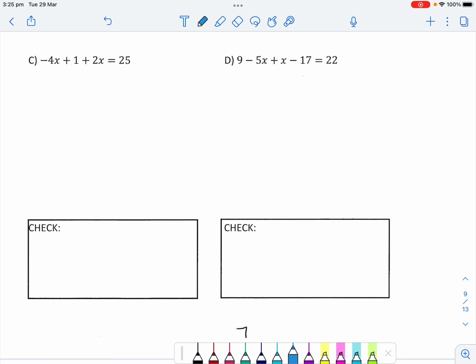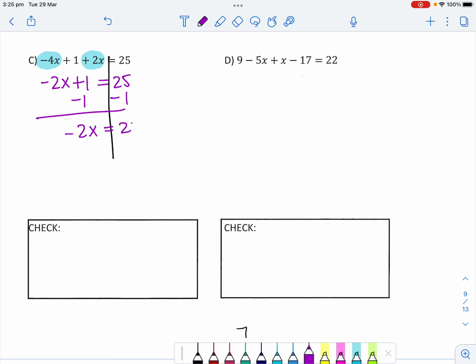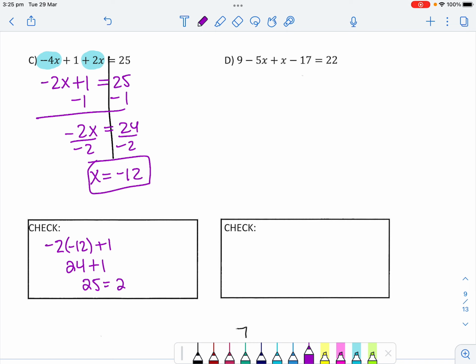In part C, I've just got some x's that need to be combined, so negative 4x and positive 2x. So line down my equal sign, and I've got negative 2x plus 1 is equal to 25. So minus 1 is going to be negative 2x equals 24. I divide by negative 2, and x equals negative 12. So now if I check it in that newly combined like terms one, so negative 2 times negative 12 plus 1 is going to be 24 plus 1, which is 25. So I know that it works.